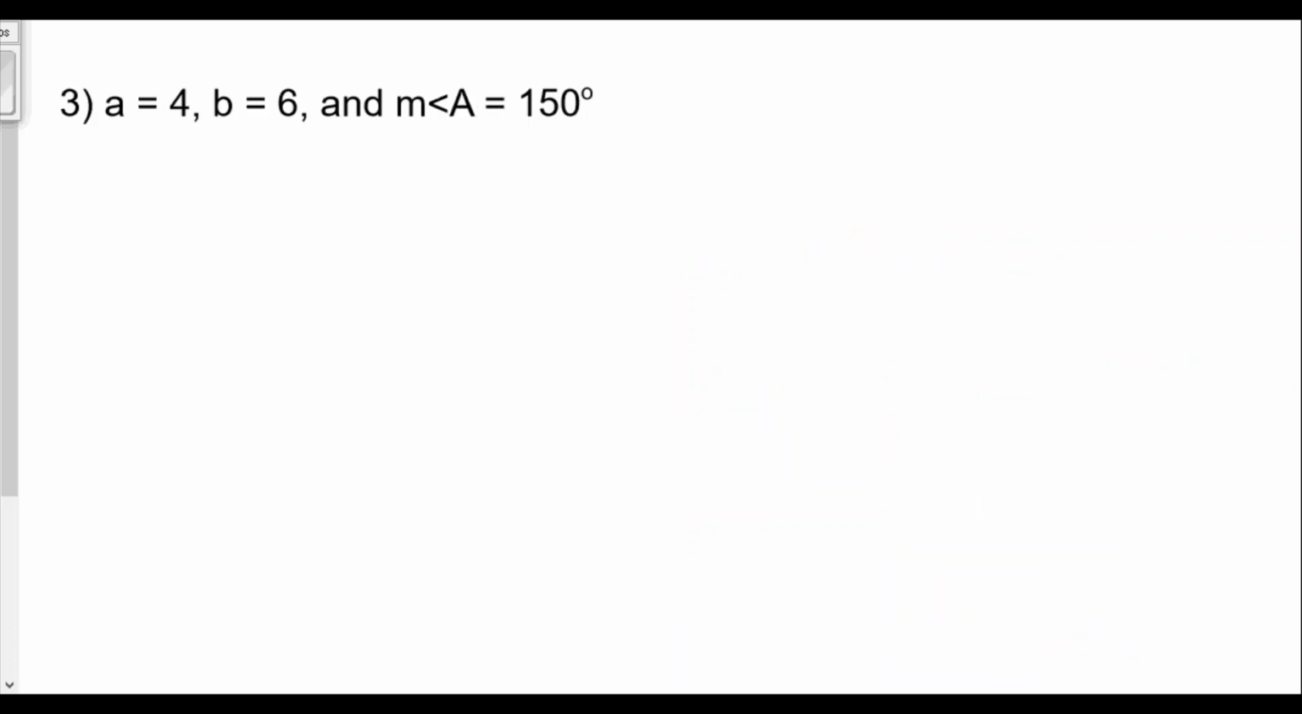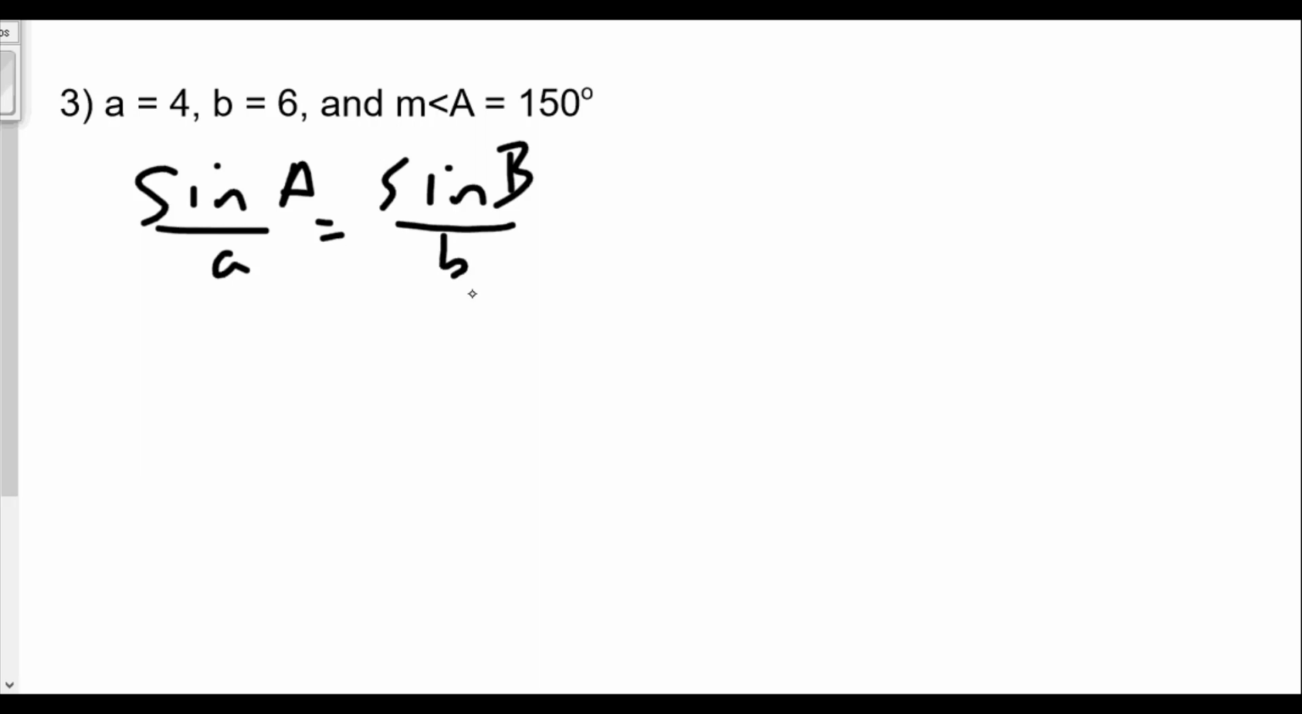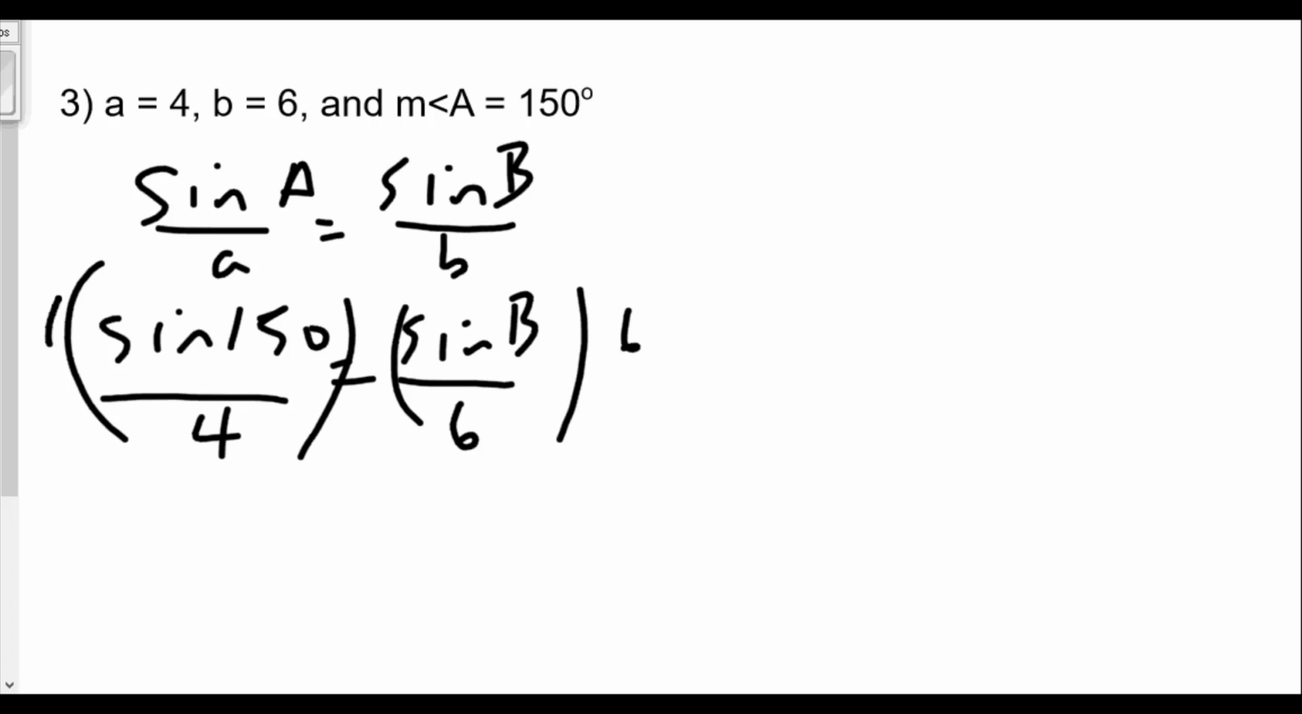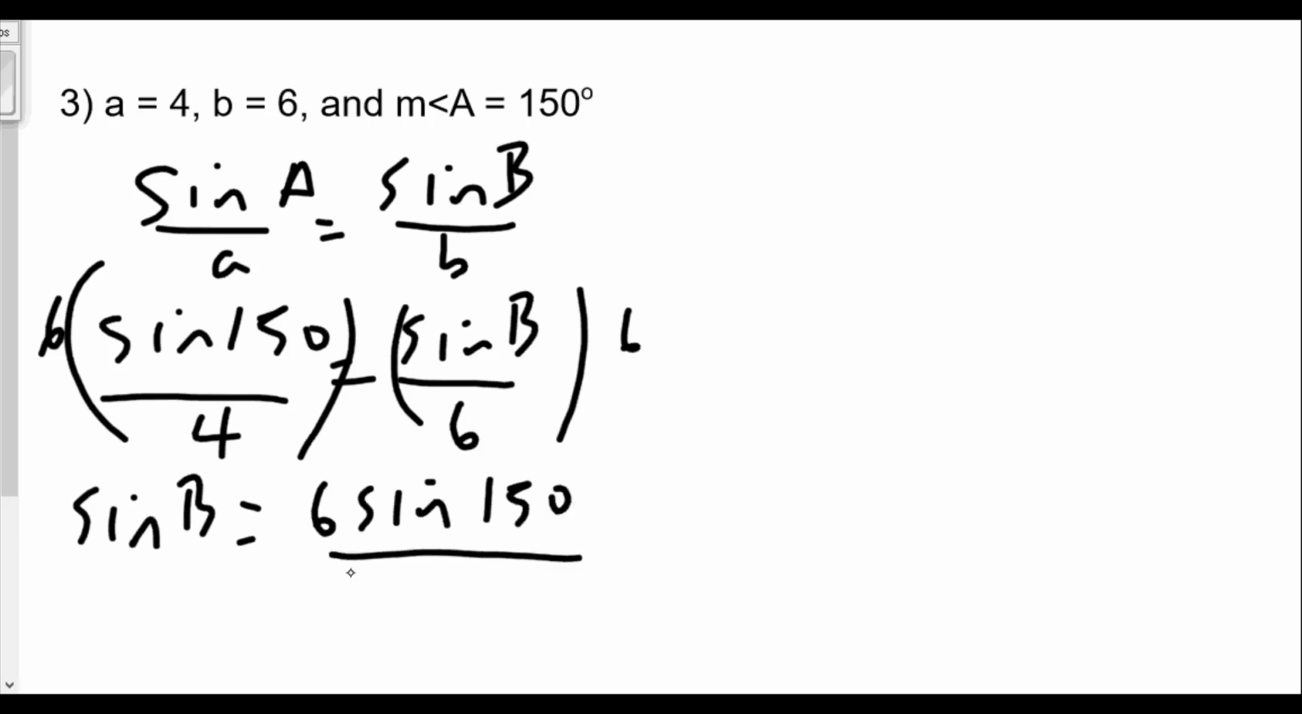Okay, now for question number 3. Number 3 is the same type of question, so in this case, the sine of A over A equals the sine of B over B, which is, again, the sine of 150 degrees over 4 equals the sine of B over 6. And so now we're going to multiply both sides by 6 again. So the sine of B is equal to 6 sine of 150 degrees over 4.